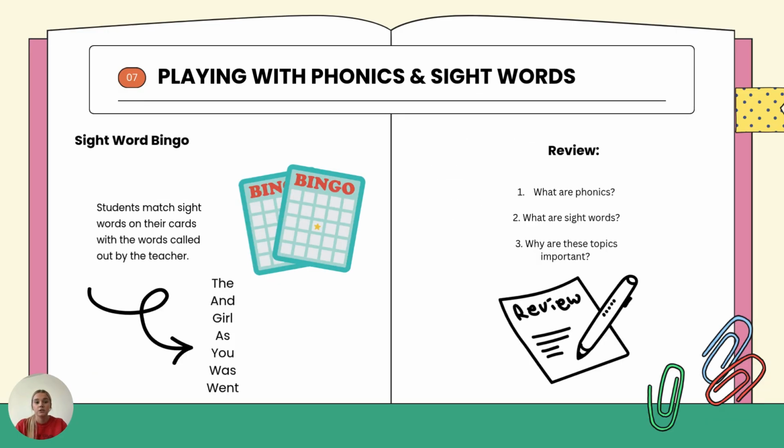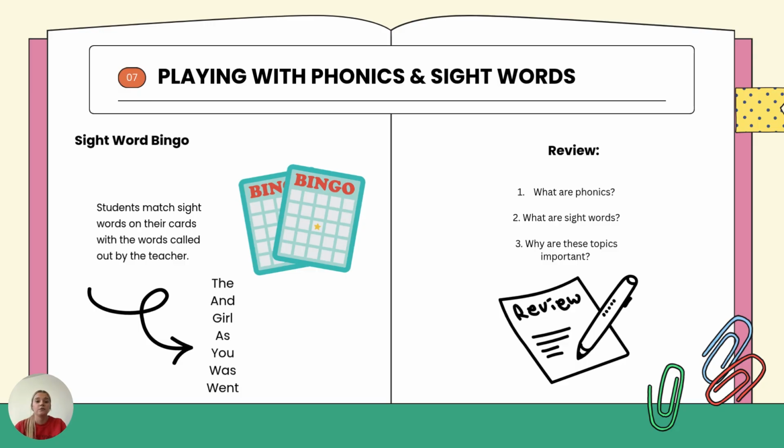Awesome job. So now, for fun, we're going to be playing with phonics and sight words. We're going to do a sight word bingo. There's going to be sight words like the, and, girl, as, you, was, went, and a few extra ones in there. If I say it and you can read it and recognize it, then I'm going to have you put a circle on your bingo card. And if you get 5 in a row, then you win. You got bingo.